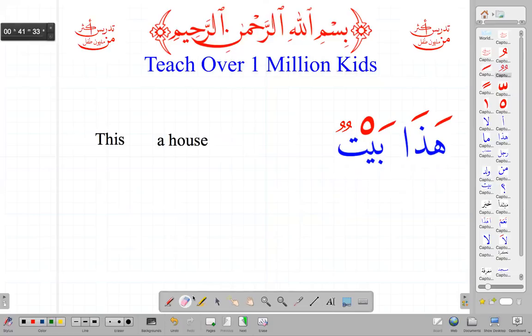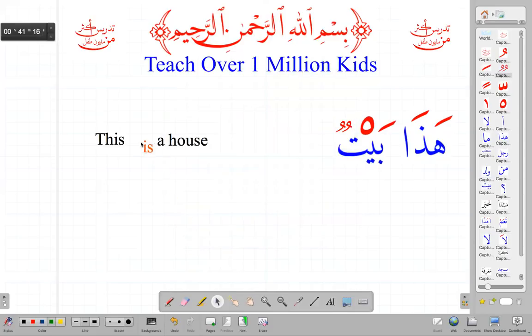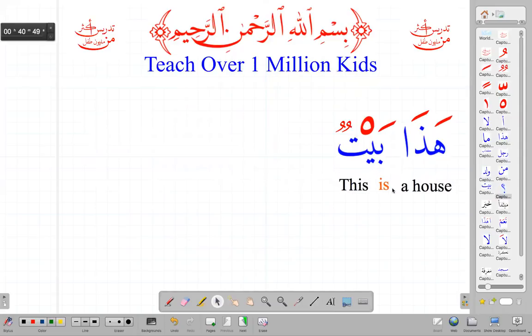We are not going to understand it, but if we add in English "is", it should be a proper sentence, yeah? So in English we have to add the copula, the copula verb. In Arabic, we don't have the copula verb. We do not have it at all. It doesn't exist. So this is a house. That's the meaning of our sentence, okay? So this is used for close items.